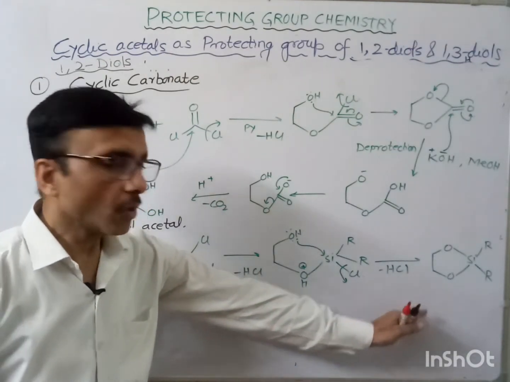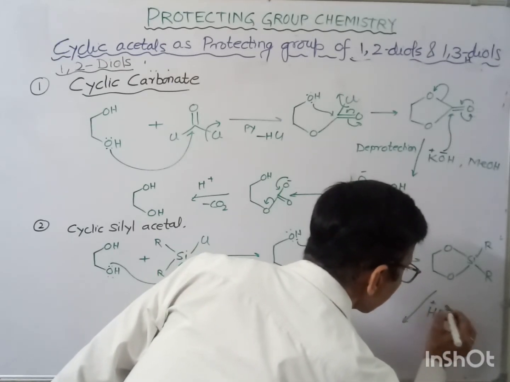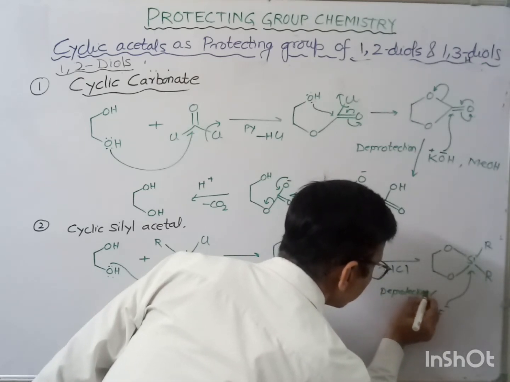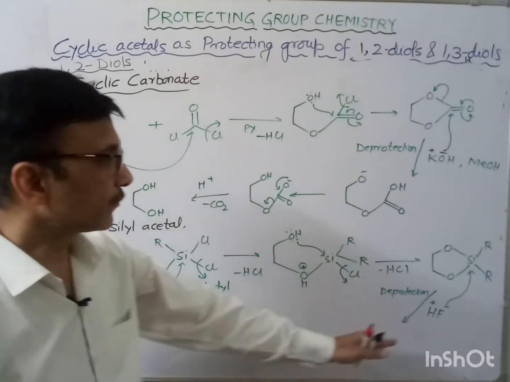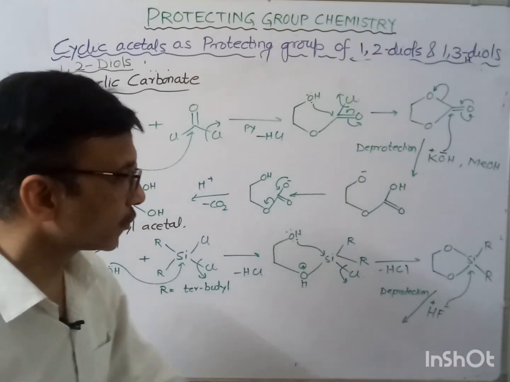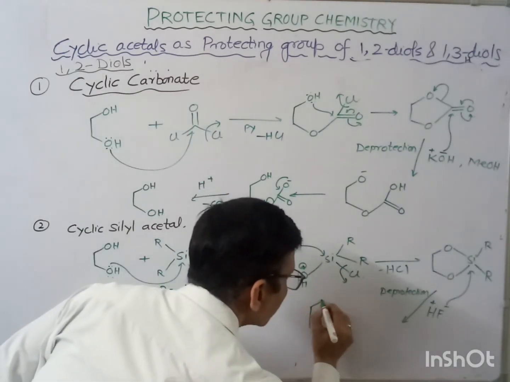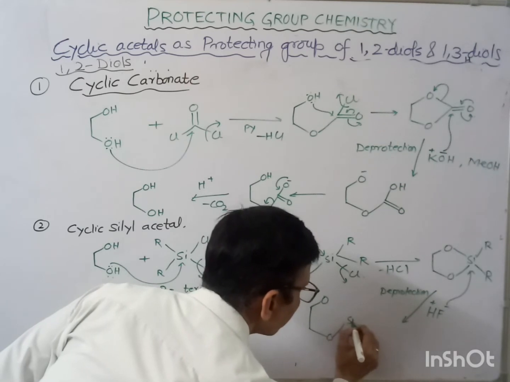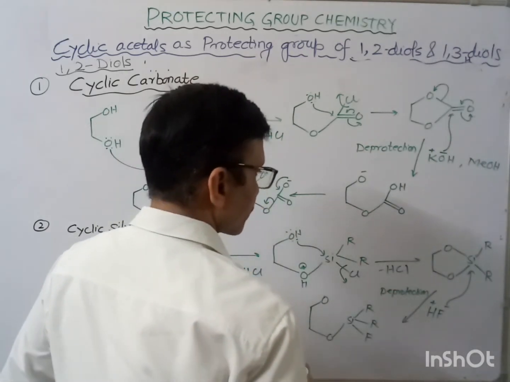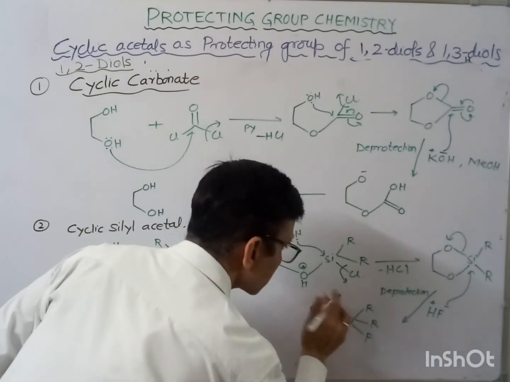This cyclic silyl acetal can be deprotected by using either TBAF or some fluoride source. HF is used as a fluoride source. So this is the step for the deprotection. This fluorine forms a strong bond between silicon and fluorine, whereas the silicon oxygen bond will be broken, and this H plus will be formed.